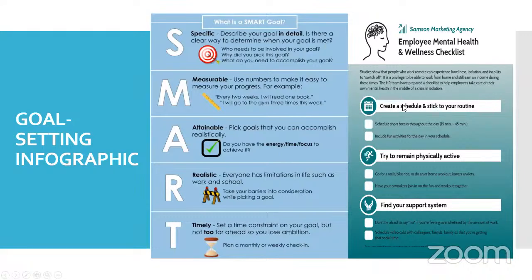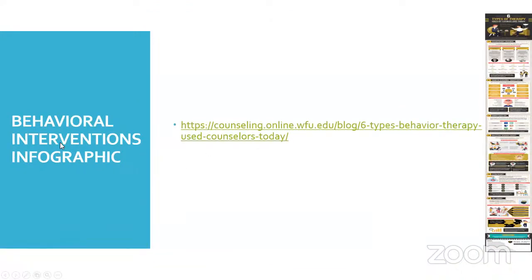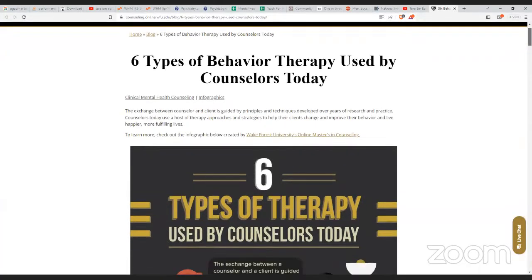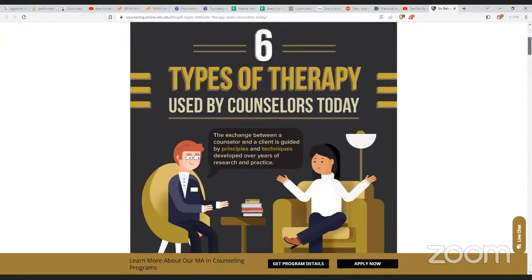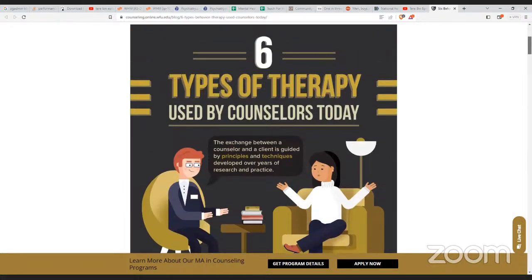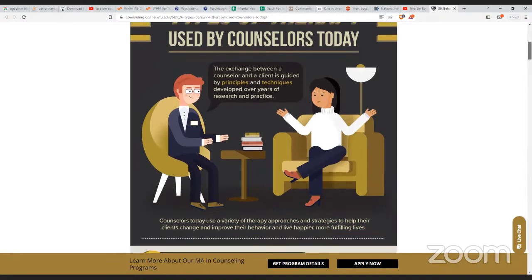Okay. Now, next is the behavioral intervention infographic. So we will go on this side, and I will show you. Let me just share this with you. Yeah, this one. In this page there is a very huge amount of data, so it was not fitting in my slide. That is why I use this link. So, types of therapy used by counselors today.